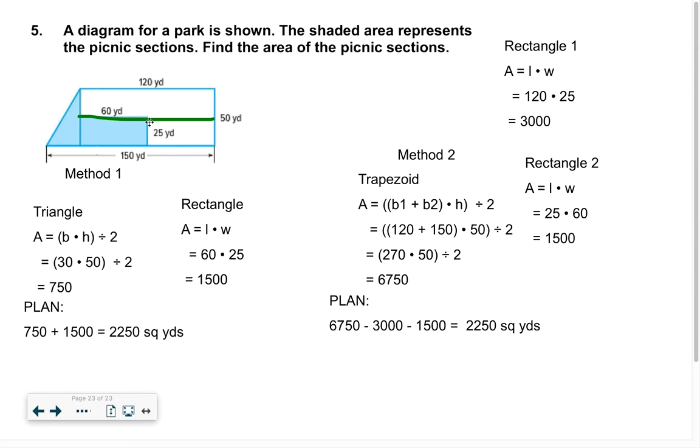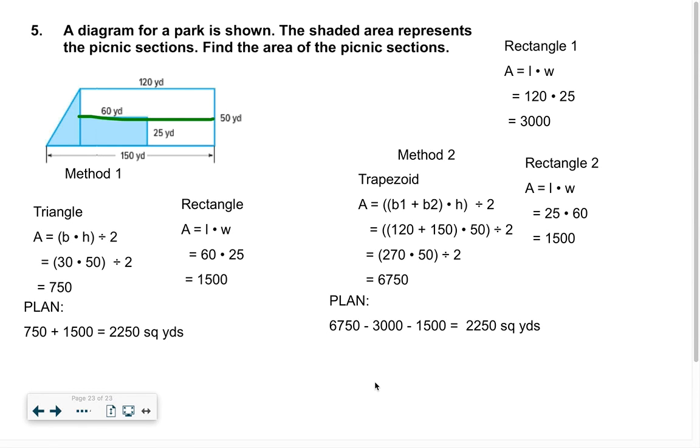Rectangle 2 is clearly 25, and then it's by 60. And I knew that because I know that this distance is 120, and from here to here is 60. So therefore I need 60 more. So therefore I got 25 times 60, which is 1,500. And my plan all along was to figure out the whole thing and subtract my unshaded pieces to also get 2,250.